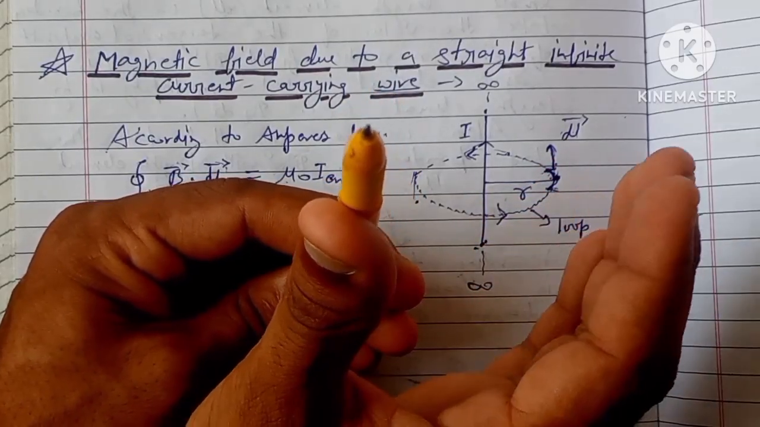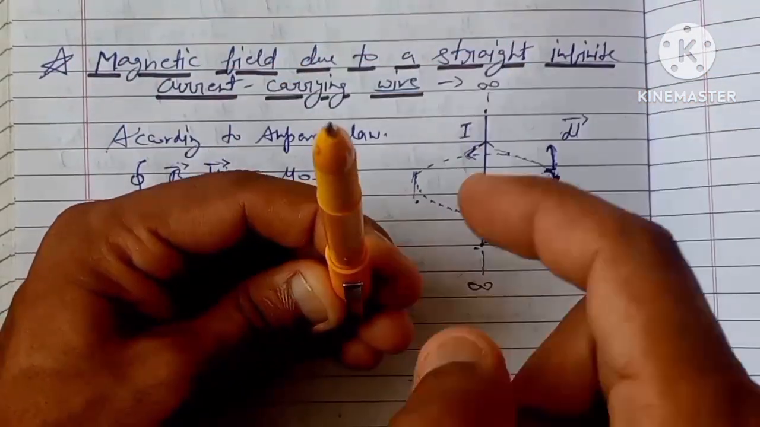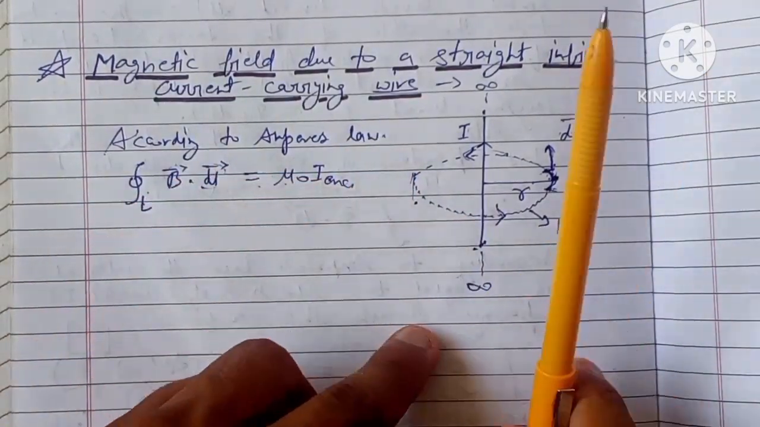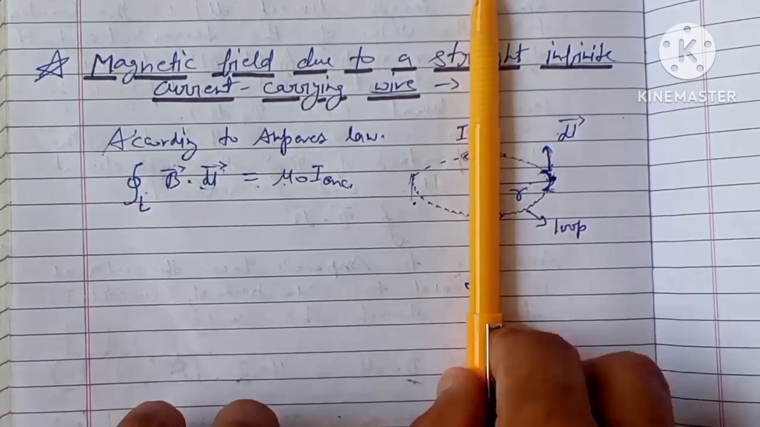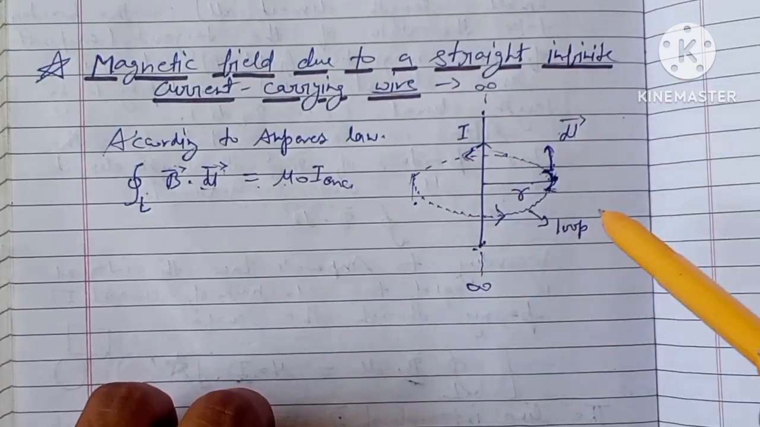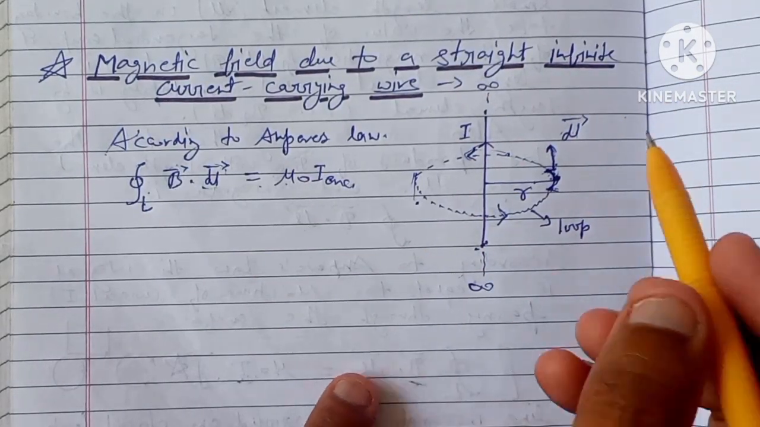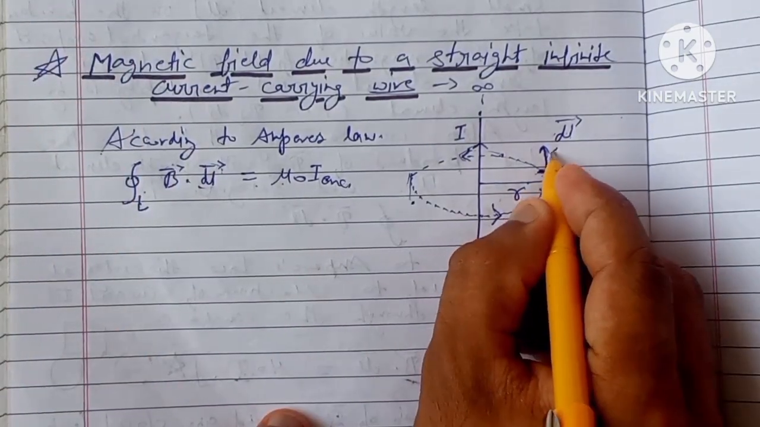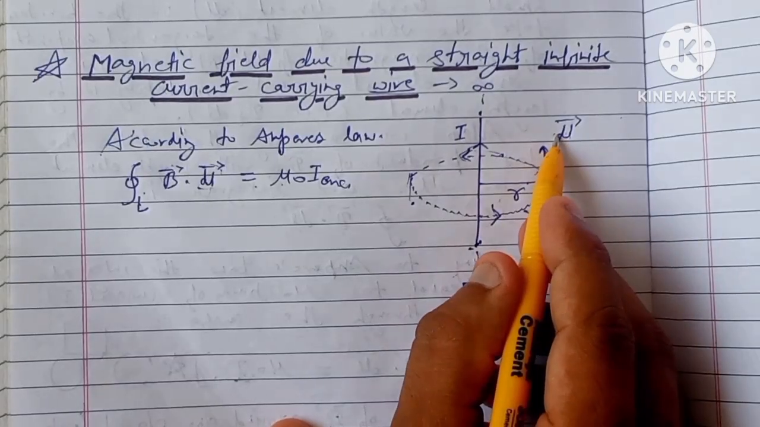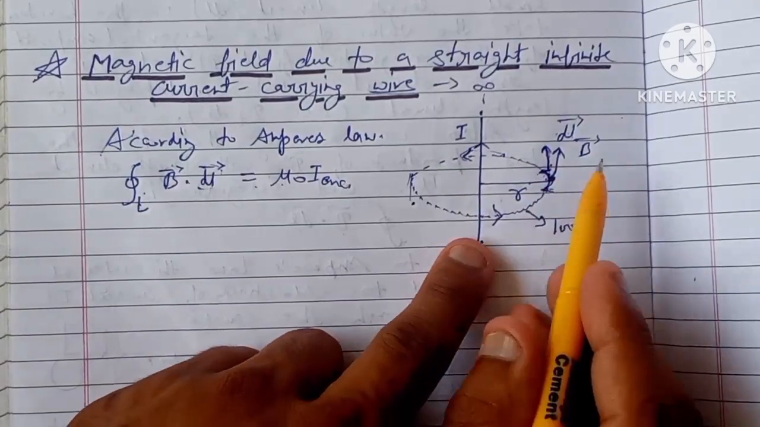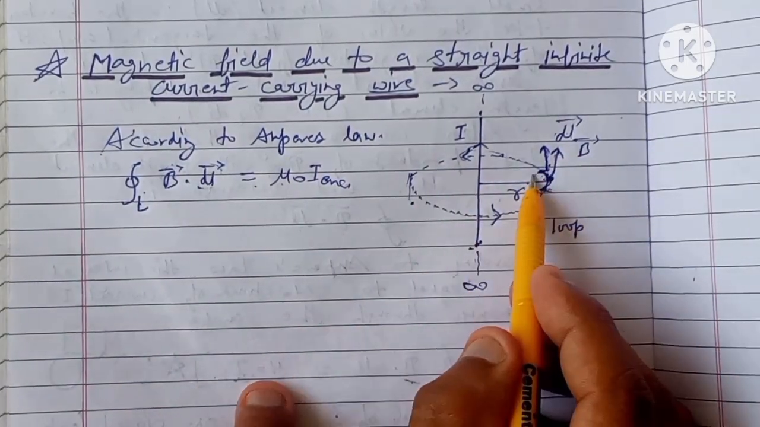Here you can clearly see that you are curling your fingers in this direction, meaning this is the direction of your curling finger. So this is the direction of my magnetic field. It means the magnetic field around this straight current carrying wire is in this direction, that is anti-clockwise. So if I see the direction of magnetic field at this point, my magnetic field is in the same direction as the dl vector, or you can say my magnetic field is tangential to this loop.